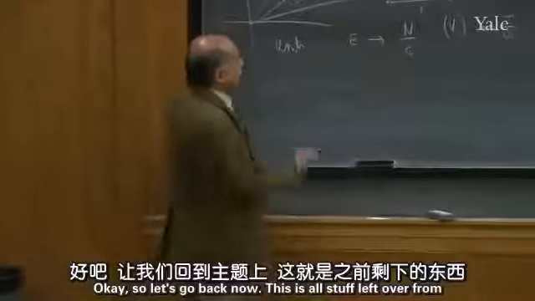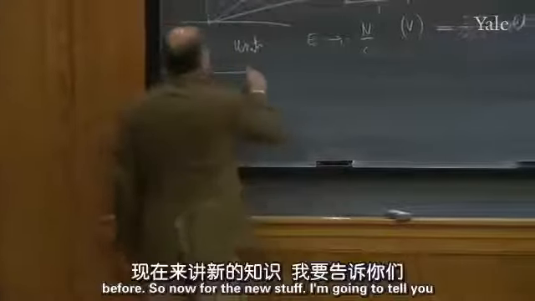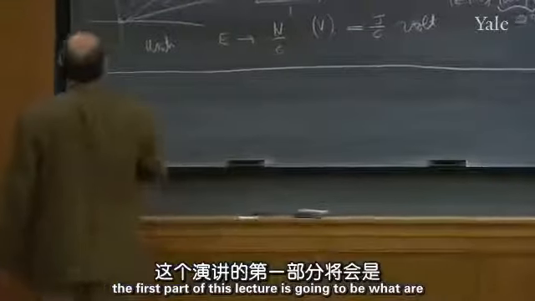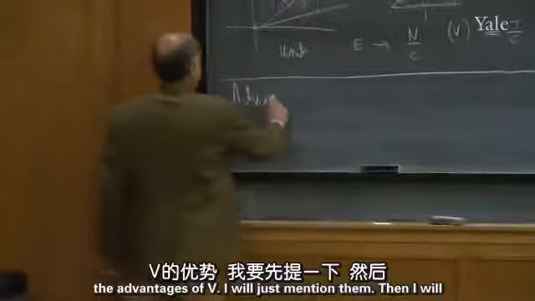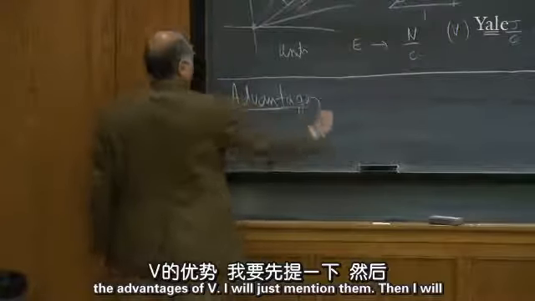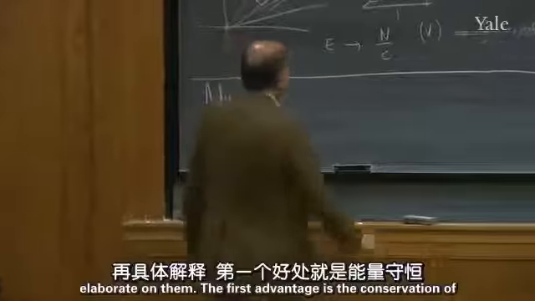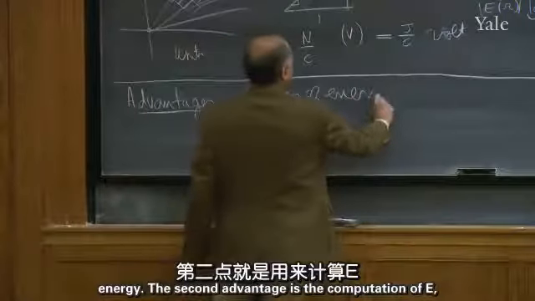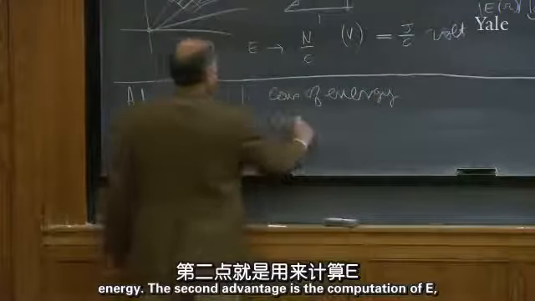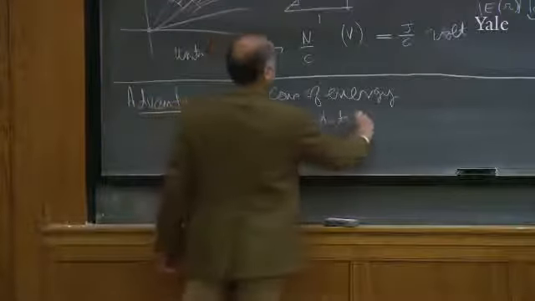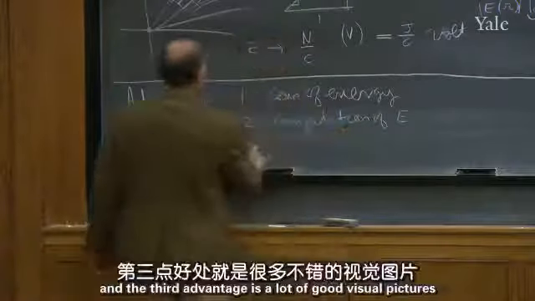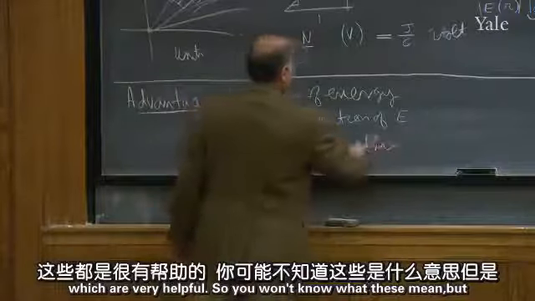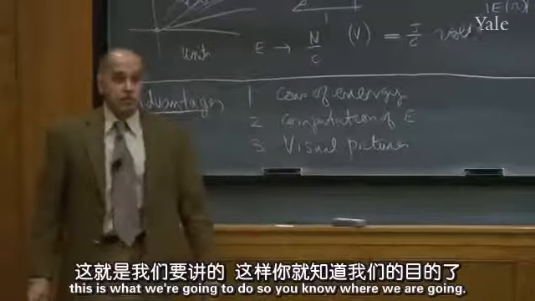Okay, so let's go back now. This is all stuff left over from before. Now for the new stuff, the first part of this lecture is going to be: what are the advantages of V? I will just mention them, then I will elaborate on them. The first advantage is the conservation of energy. The second advantage is the computation of E. And the third advantage is a lot of good visual pictures, which are very helpful. You won't know what these mean, but this is what we're going to do, so you know where we're going.